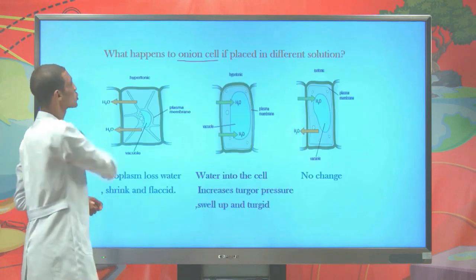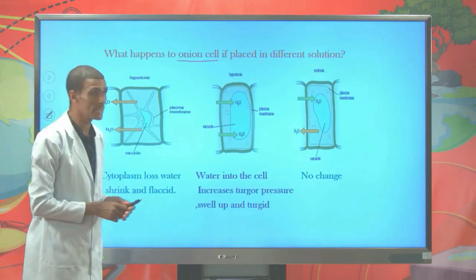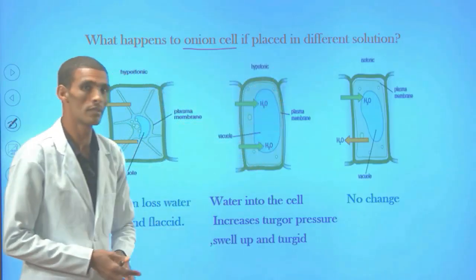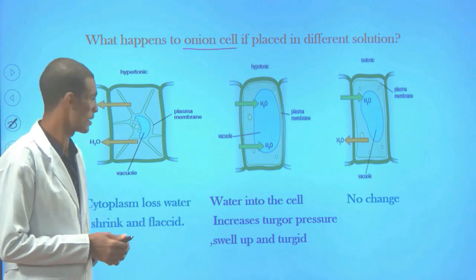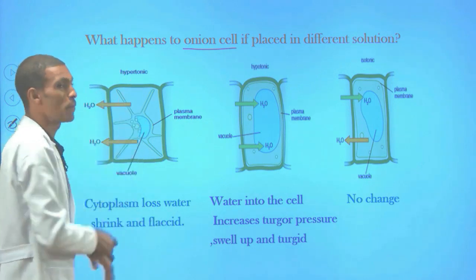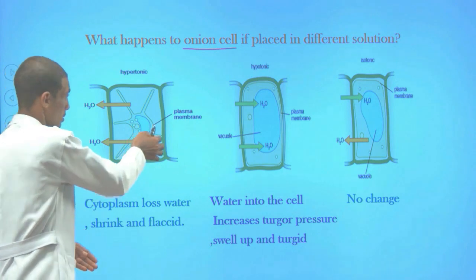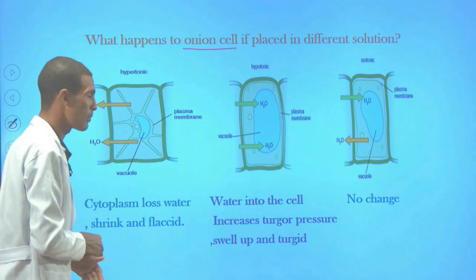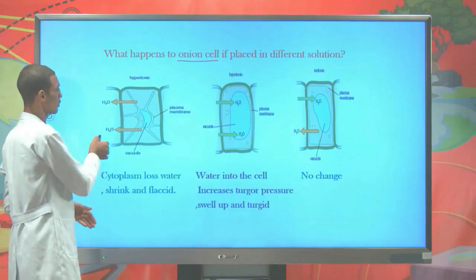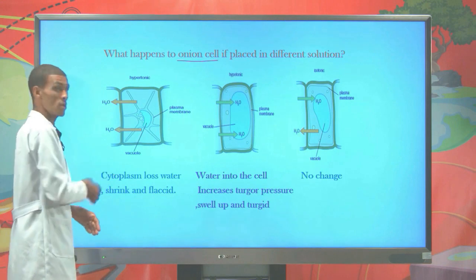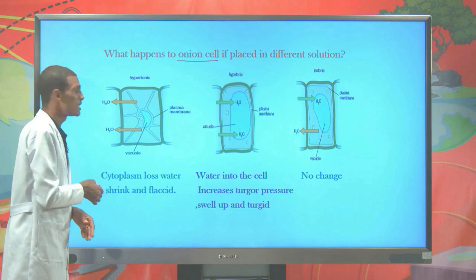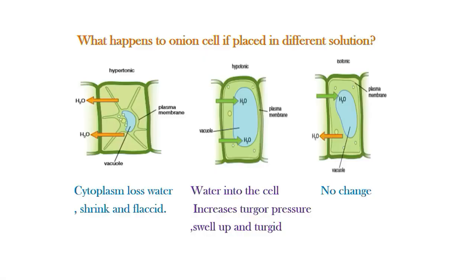Another effect of osmosis on the plant cell: if we place an onion cell in different osmotic solutions, let me see what its effect can be. Under hypertonic, the same is true. Since the water potential of the cell is greater than the water potential of the environment, water prefers to leave the cell. Again, the size of the vacuole decreases, and the size of the cytoplasm decreases. The cell shrinks, and again the cell becomes flaccid.